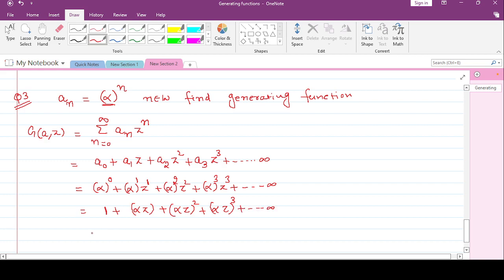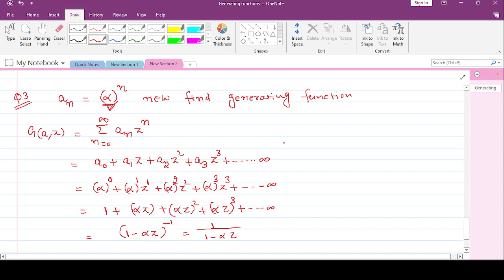Okay, you see that, what is the binomial expansion of this? It is 1 minus alpha z raised to the power minus 1. So it is 1 by 1 minus alpha z. So this number is a very useful number. If it is alpha raised to the power n, then your generating function is of the form 1 by 1 minus alpha into z.